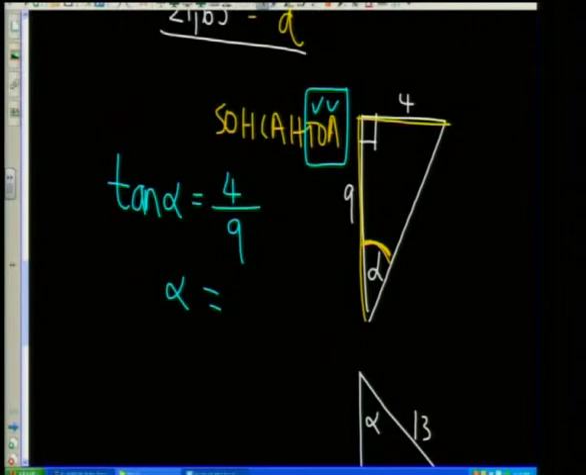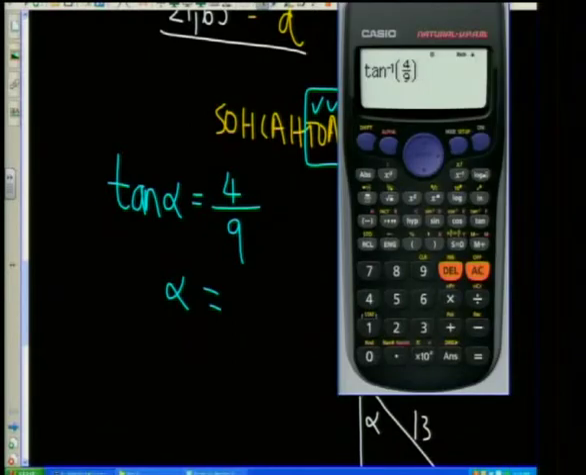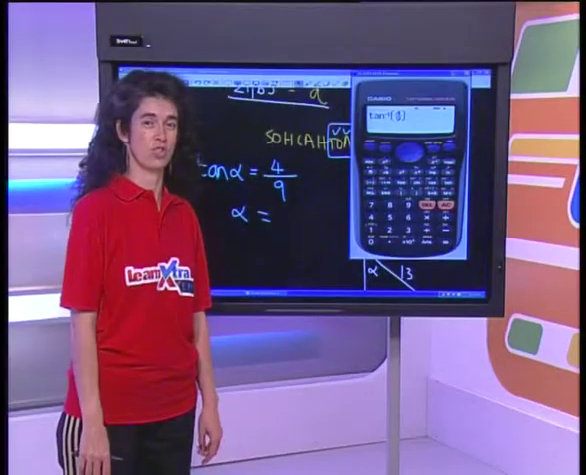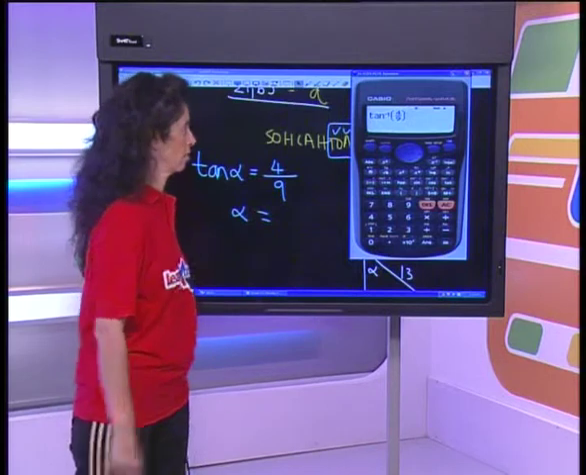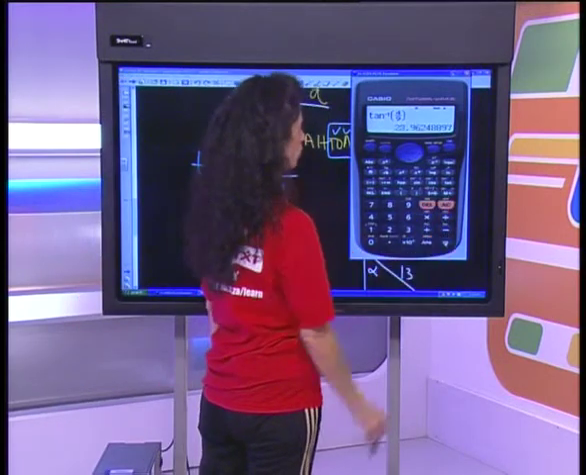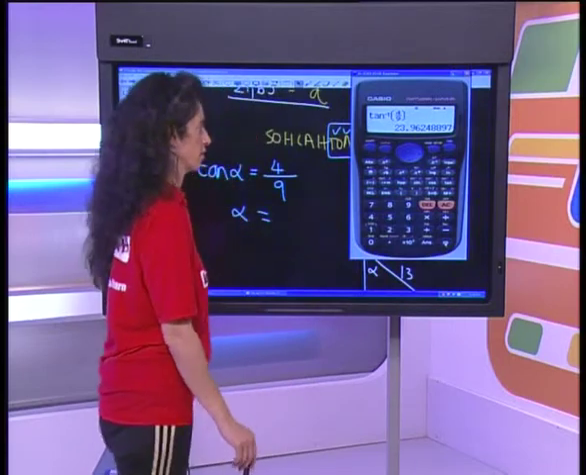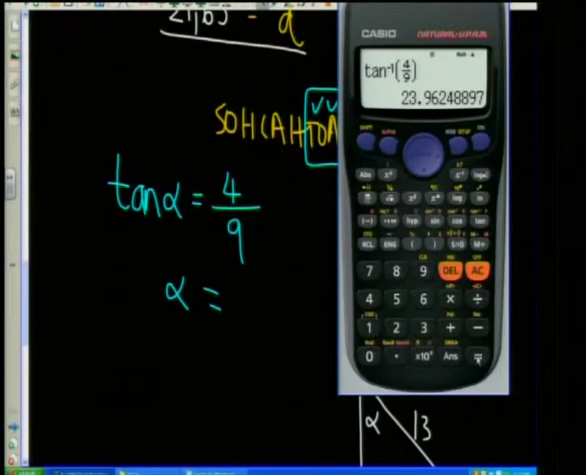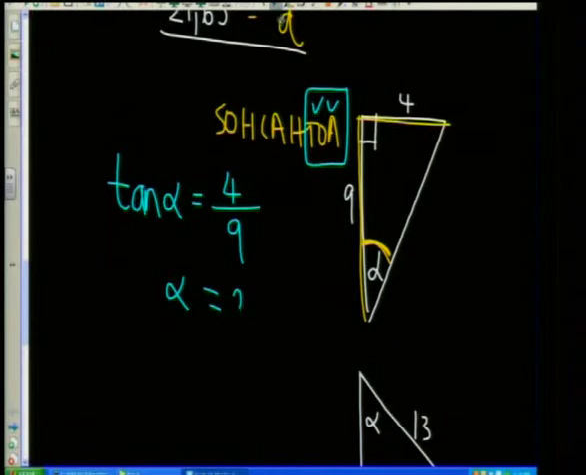And what's that angle? Let's see. Would you like to try and guess? 4/9 is just less than half. So let's see. What is it? 23,96 degrees.